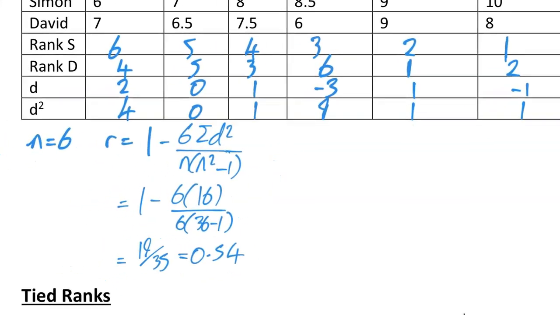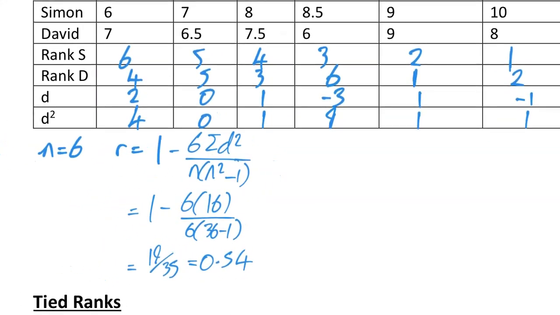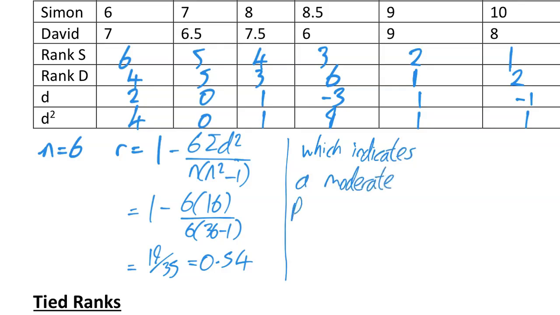So it's quite a bit off 1. 1 was a perfect correlation. It is definitely a positive correlation, which indicates, we'll just say, a moderate positive correlation.